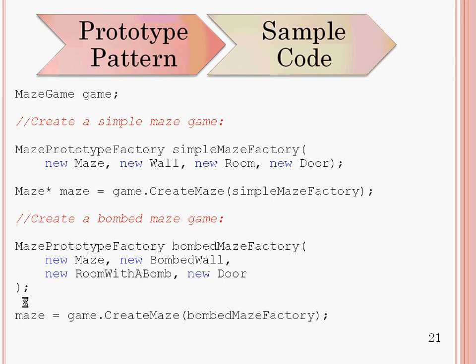So this is how you create the maze. One is a simple maze factory, initialized with simple objects like maze, wall, room, door, which don't have any special features. But using the same creator class or abstract factory class, you can create a bombed maze game, where the walls and rooms are different, like a room with a bomb. There is absolutely no change in the creator class, but you can add new types of walls.